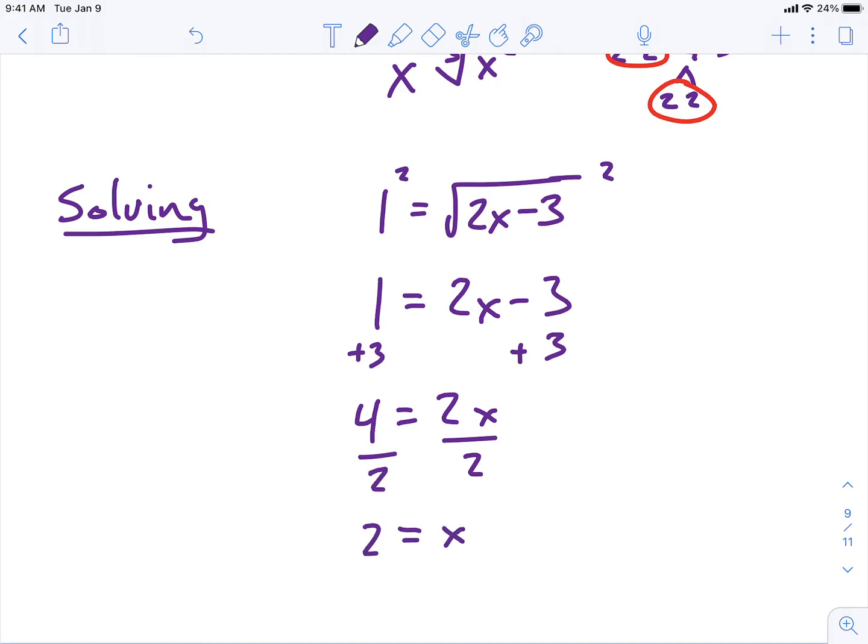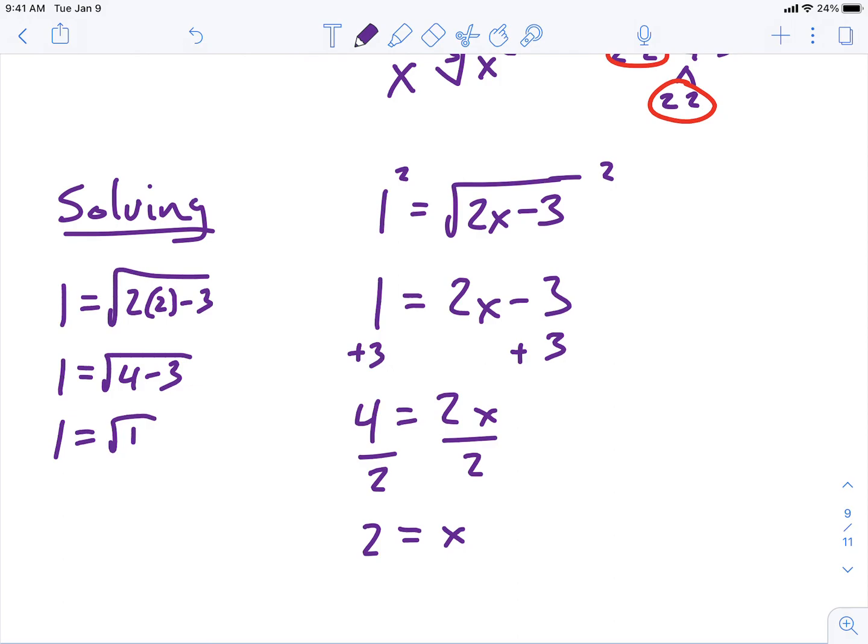Now, these are the ones where it is a good idea to double check your work by plugging in that 2 back into the original equation to make sure it actually works and it's not an extraneous solution. So that would be 1 equals the square root of 2 times 2 minus 3. 1 equals the square root of 2 times 2 is 4 minus 3. 1 equals the square root of 1, and the positive square root of 1 is 1. So that one checks out. That one is good.